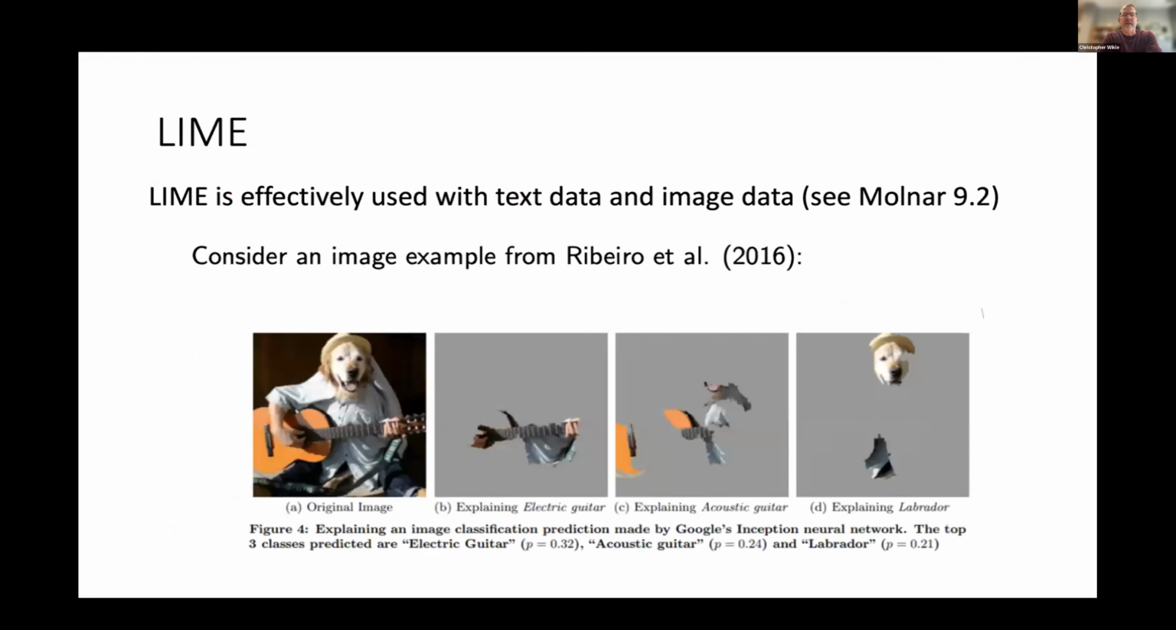So here's just an example from the original Ribeiro paper, which is kind of cool. This is in the context of explaining, trying to classify this image. And you can see that when you try to figure out what it classified into, for example, there's a probability of 0.32 that it was an electric guitar. This is why it thought that's what it was. This is why it thought it was an acoustic guitar, which was probability 0.24. And then this is why it thought it was a Labrador. So I think it's a cool example. Not all the examples work this well, that's for sure, but this is a good indication of what it's trying to do.